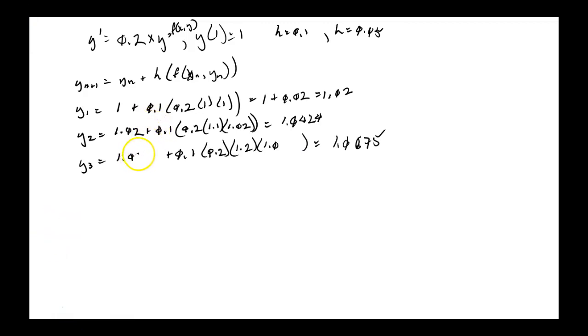That's 1.0424, and this is 1.0424. So that gives you a 1.06 something or another. So your y sub 4 would be 1.0675 plus 0.1 times 0.2 times 1.3 times 1.0675.